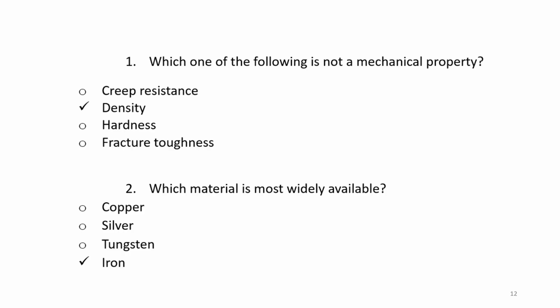And which material is most widely available: copper, silver, tungsten, iron. Out of these, iron is the one that has an abundant ore available in the earth crust, and copper, silver, tungsten are rarely available materials. And creep resistance, hardness, and fracture toughness are the mechanical properties, and density is a physical property.